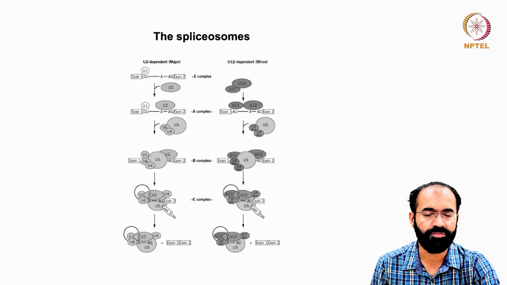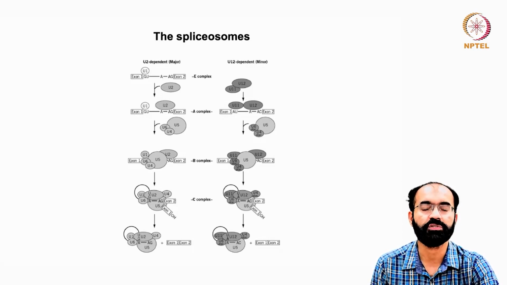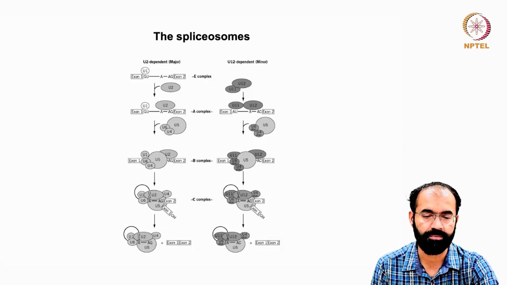And the spliceosome, if you look, U2 dependent and U12 dependent, their mechanism is more or less the same. In U2 dependent, U1 and U2 join, which is followed by the U6, U4, U5 complex, and we have seen it. I will not go into the detail too much because we have seen it a number of times.